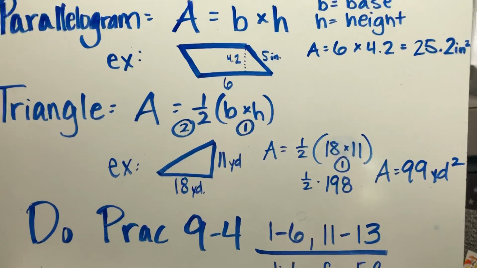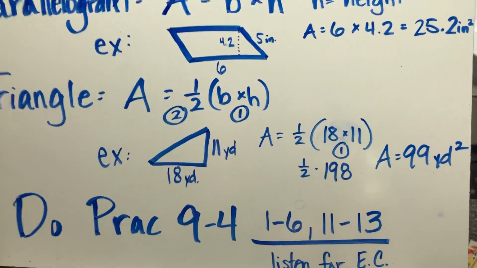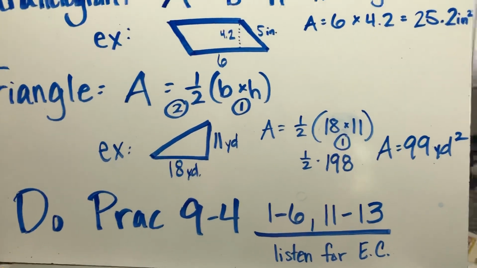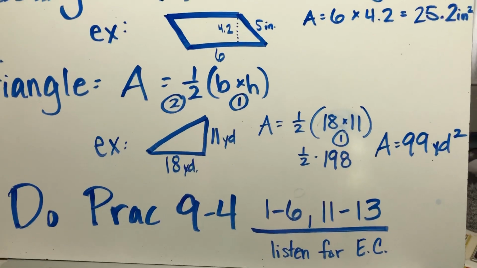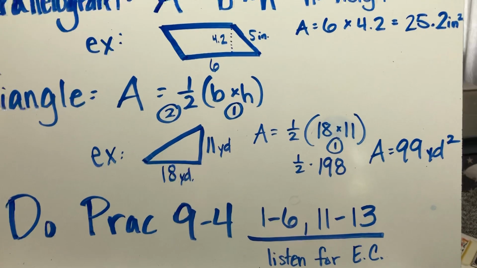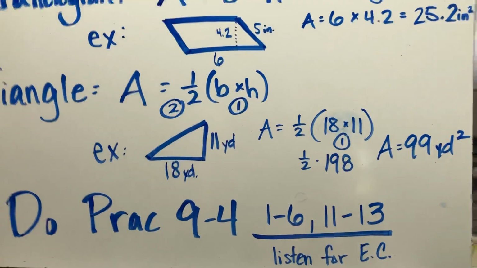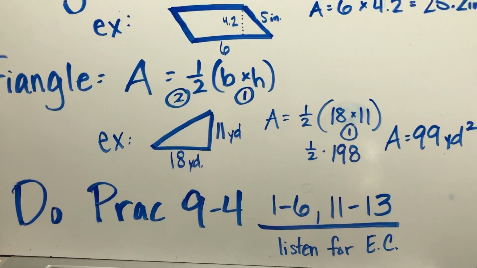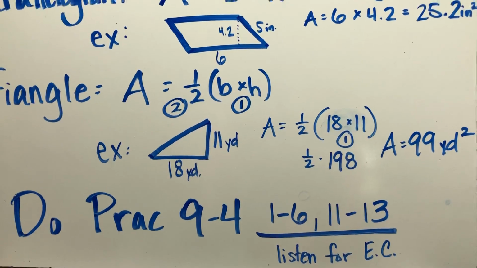And so today, I'm going to have you do some jumping around. I want you to do practice 9-4, your worksheet. And I want you to do the first 6. 1, 2, and 3 are triangles. 4, 5, and 6 are parallelograms. And they kind of flip-flop for my lesson today. And then I want you to jump, jump, jump, jump. And then I want you to do 11, 12, and 13.